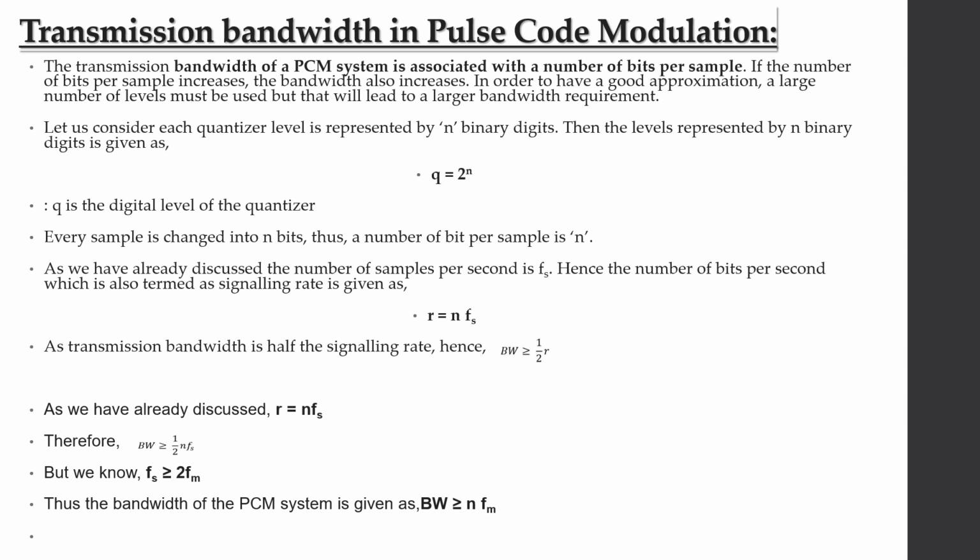Every sample is changed into n bits, thus the number of bits per sample is n. As we have already discussed, the number of samples per second is fs, hence the number of bits per second, which is also termed the signaling rate, is given as r = n fs. As transmission bandwidth is half the signaling rate, BW ≥ r/2. Since r = n fs, therefore BW ≥ n fs/2. But we know fs ≥ 2 fm, thus the bandwidth of the PCM system is given as BW ≥ n fm.